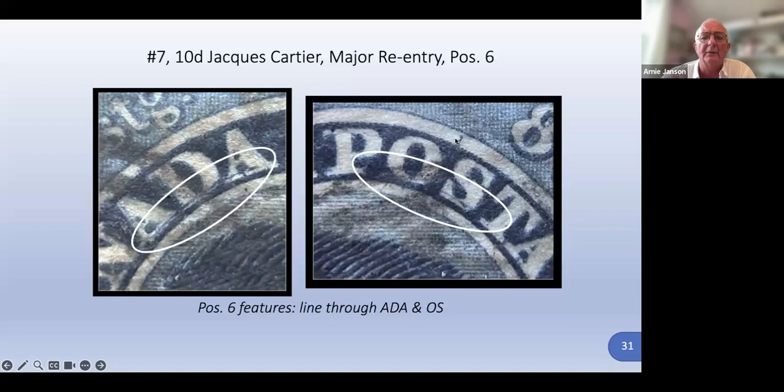There's a funny mark here. We'll talk about that one in a minute. That is not part of the reentry. It's not a feature associated with the reentry. Reentries generally have a vertical or a horizontal shift to them. And in this case, it's pretty clear there's a vertical shift related to this reentry.